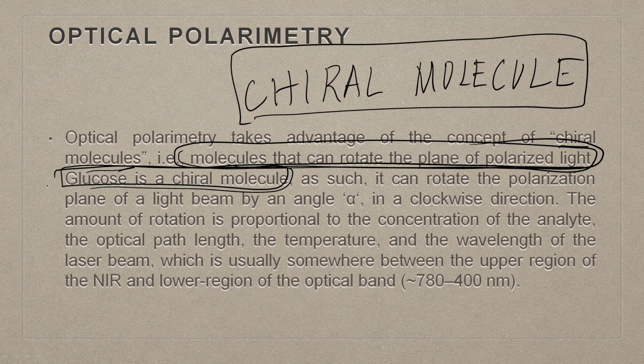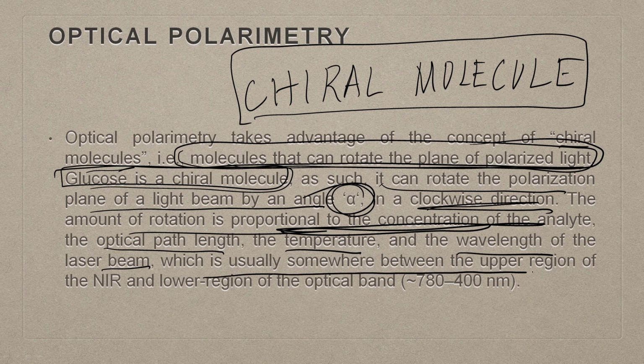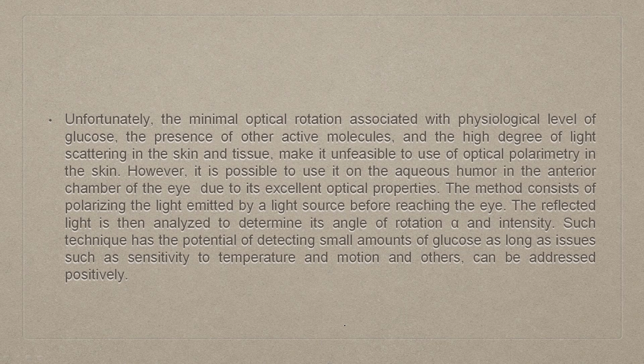So, if there are no other chiral molecules, then glucose can be detected easily. As such, it can rotate the polarization plane of a light beam by an angle alpha in a clockwise direction. The amount of rotation is proportional to the concentration of the analyte. The optical path length, the temperature and the wavelength of the laser beam also matter, which is usually somewhere between the upper region of the NIR, near infrared, and the lower region of the optical band, around 780 to 400 nanometer, and that is the basic principle of optical polarimetry.